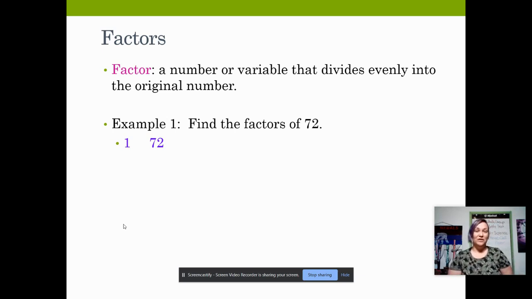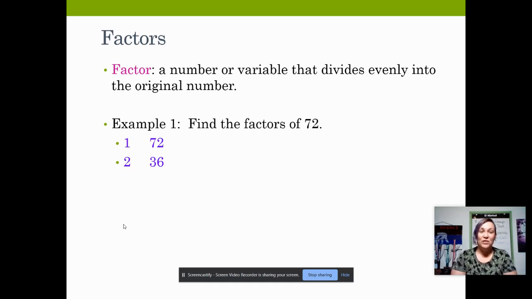Then we'll take the number 1 and we'll try the next consecutive number, which would be the number 2, and we'll see if that's a factor. And if it is a factor, then we can write the next pair. To see if it's a factor, you're going to do 72 divided by 2. And it works. 72 divided by 2 is 36. So my next pair of factors is 2 and 36.